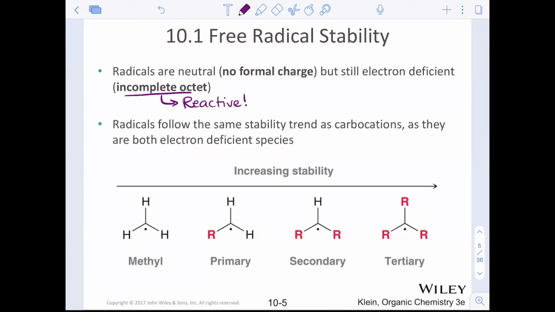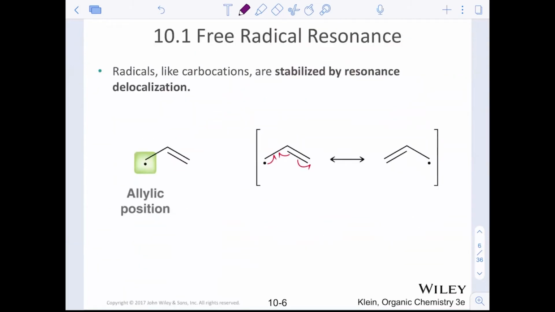We see that radicals follow the same trend as our carbocation stability. Methyl radicals and primary radicals are very unlikely to form. A secondary is better than a primary. A tertiary is more stable than a secondary, tertiary being the most stable out of this group until we get to, you guessed it, resonance. The allylic or the benzylic position of a radical, just like the carbocation, is resonance stabilized.